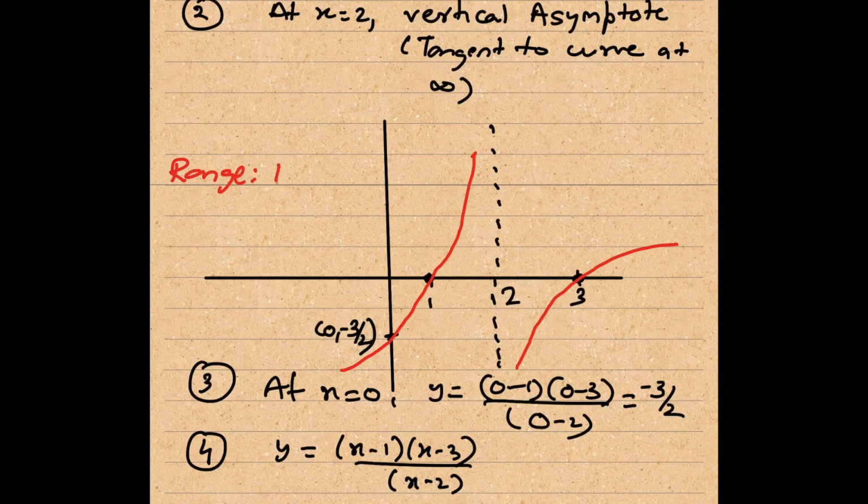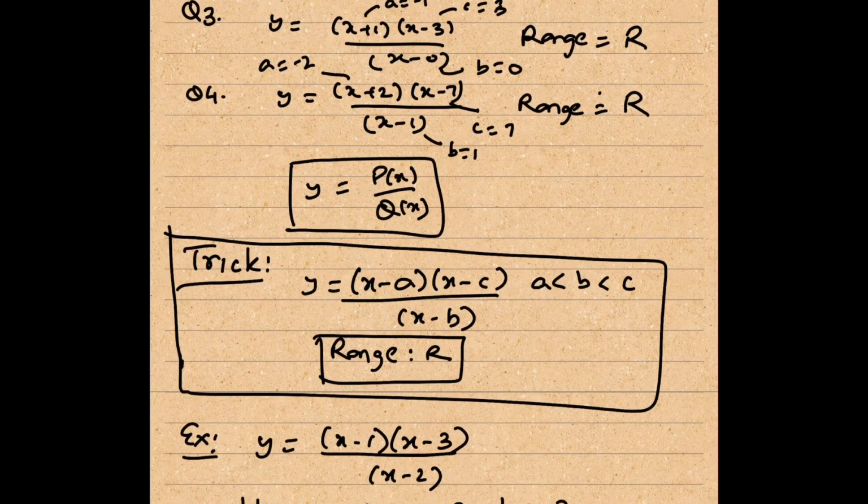Now if I ask you what will be the range, so the range will be R here, because we see that all possible values of y are acceptable. So the reason behind our trick is here: b should be between a and c, and whenever this happens, the graph of this function will always look something like this. And if the graph is like this, the range will always be R. So that's why we can generalize this and use it in the questions directly.